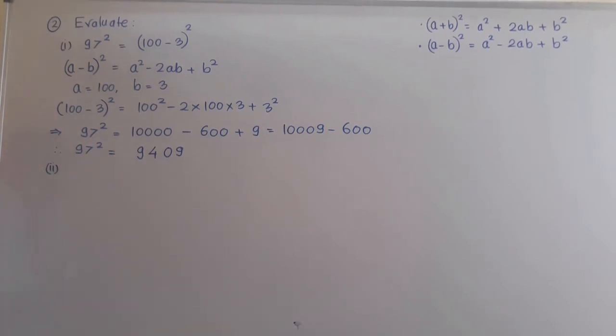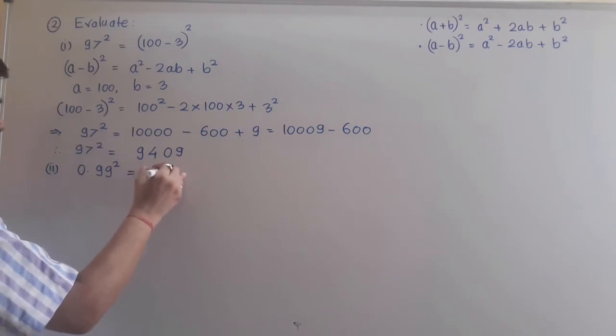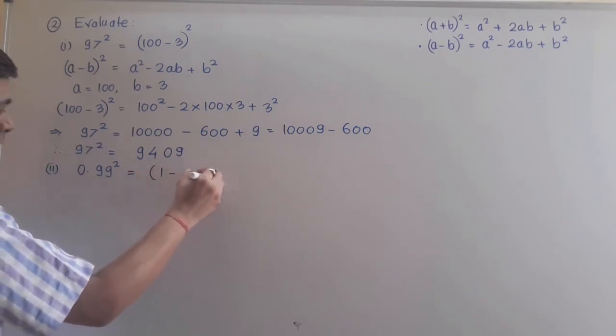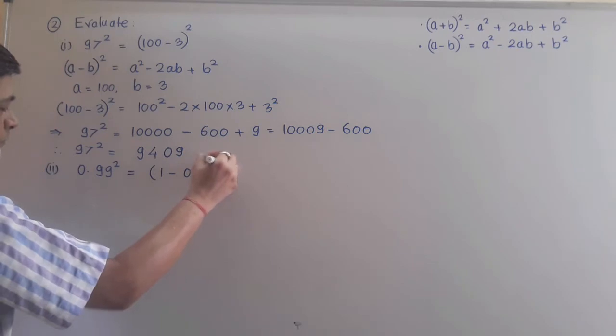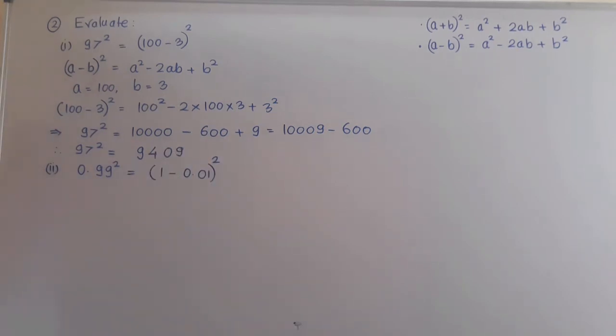The second part is given here as 0.99 whole square. Okay. Now this you can't write down as a multiple of 10. But you see, 0.99 is very close to 1. So that we can write down as (1 minus 0.01) whole power 2. You can check once whether from 1 if you subtract 0.01 whether you get 0.99 or not.